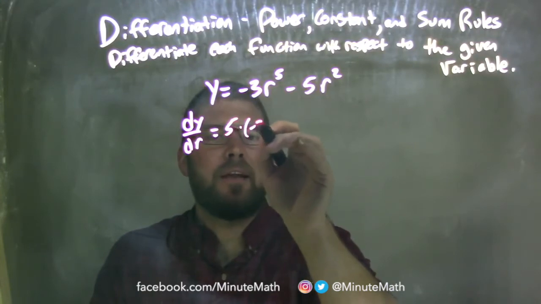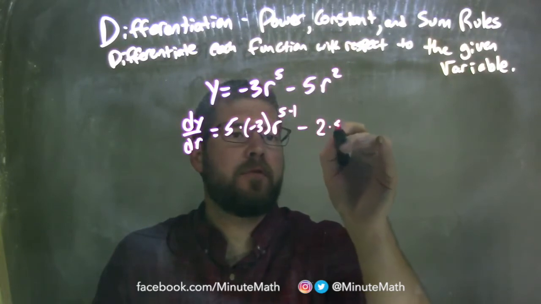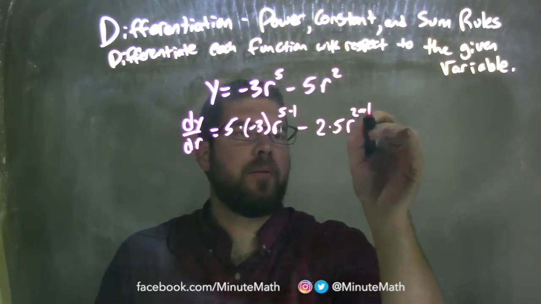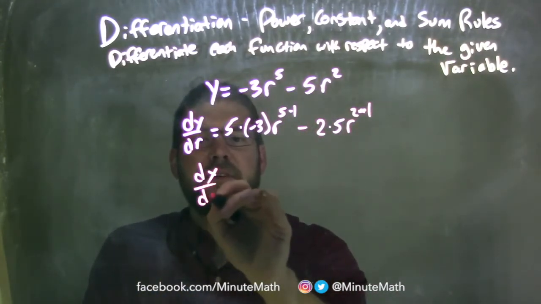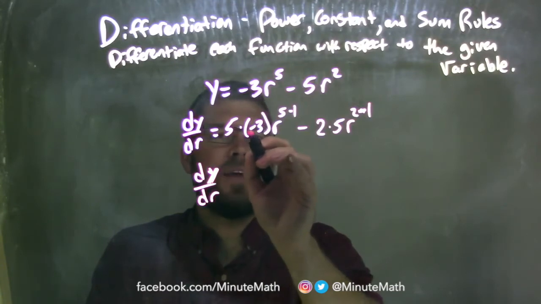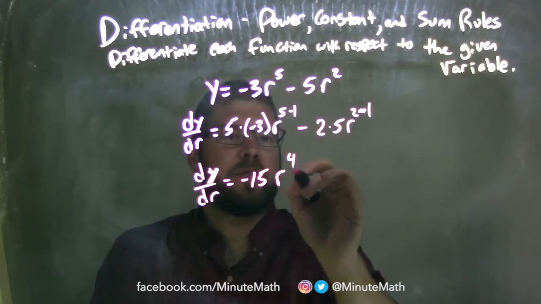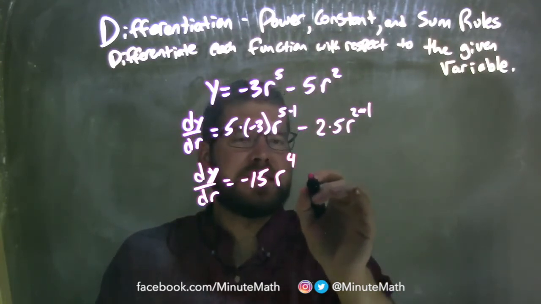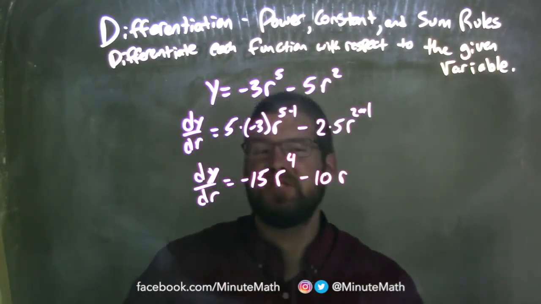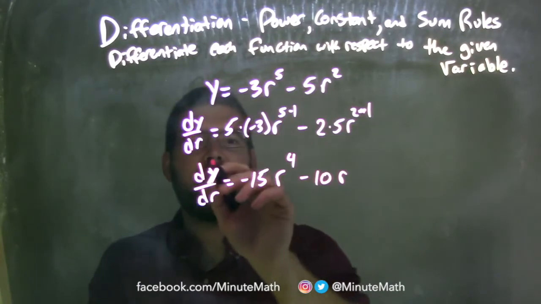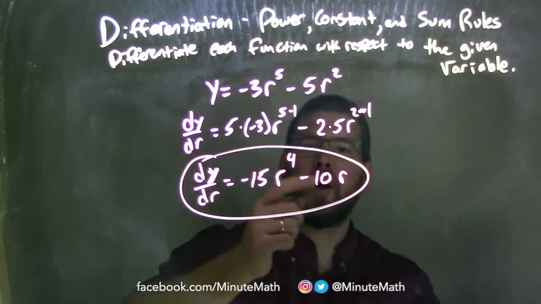Right, 5 times the negative 3, r to the 5 minus 1 power, minus 2 comes out front, 2 times 5, r to the 2 minus 1 power, right there. Okay, so now we just simplify it. dy over dr. All right, 5 times negative 3 is a negative 15, so negative 15 r to the 5 minus 1 power, which is 4, minus 2 times 5, which is 10, r to the 2 minus 1 power, which is just 1, so I'm going to leave it as it is, and there we have it. We have our final answer. dy dr is equal to negative 15 r to the 4th power minus 10.